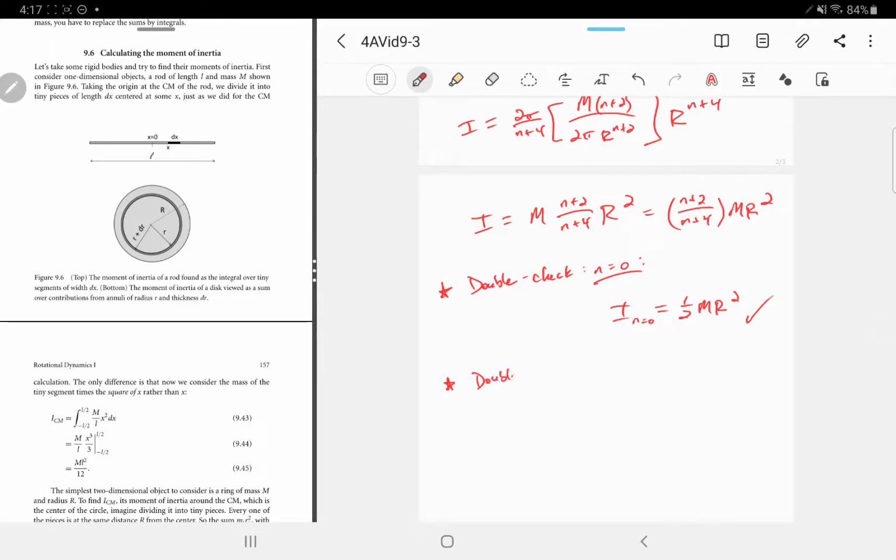So we're going to double check n goes to infinity. So the limit as n goes to infinity of I sub n, looks like this is m r squared. And that makes sense because all of the mass should be at the edge. Okay.